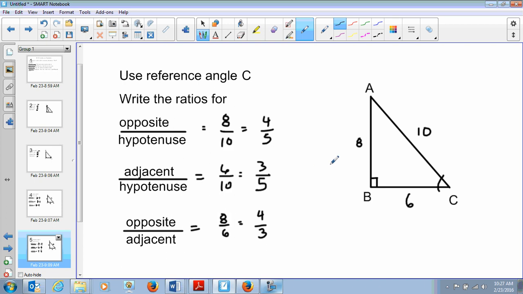Now, one thing I will list here is the right angle will never be our reference angle. We don't list stuff according to the right angle, so you don't have to worry about that one, but the other two can be our reference angle.